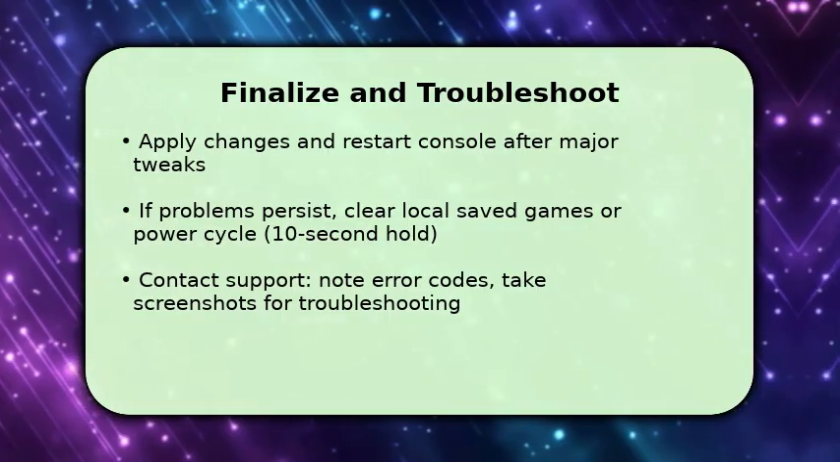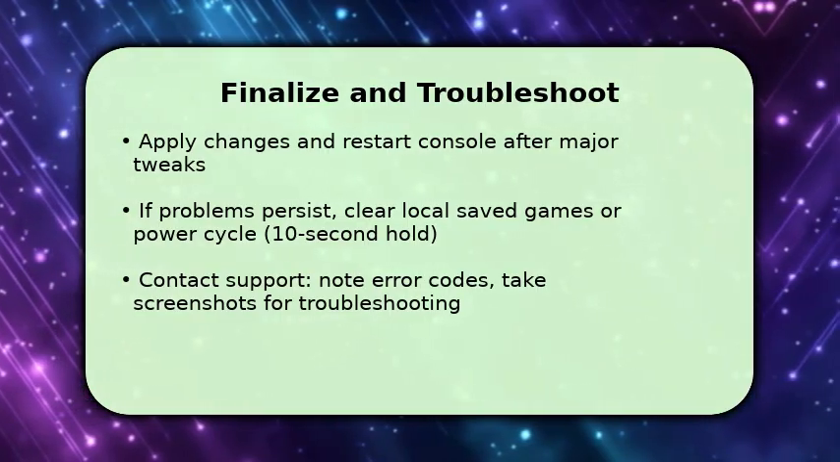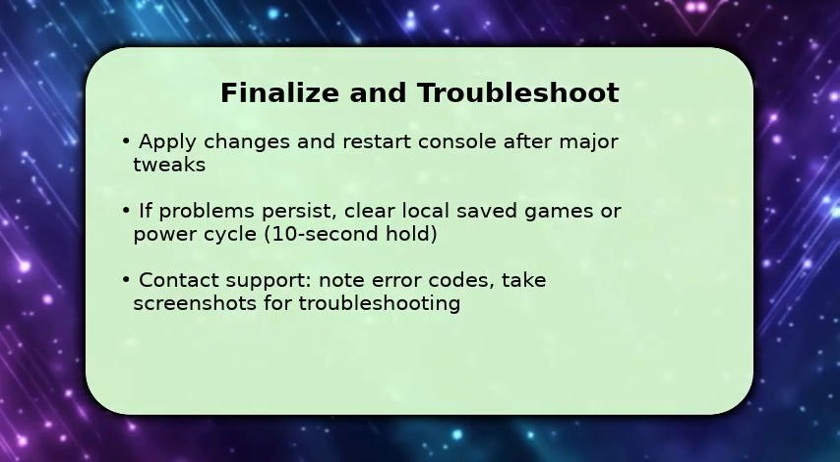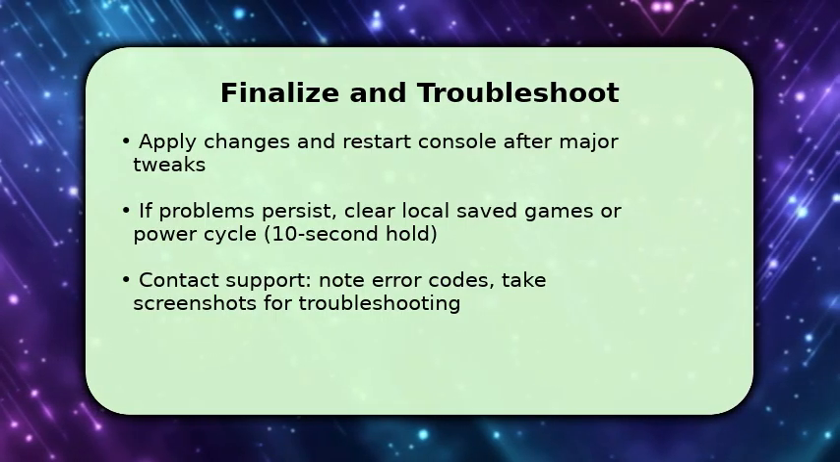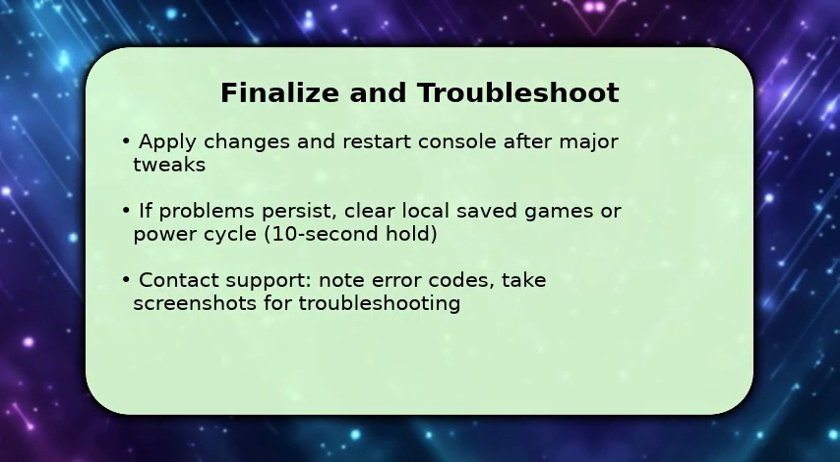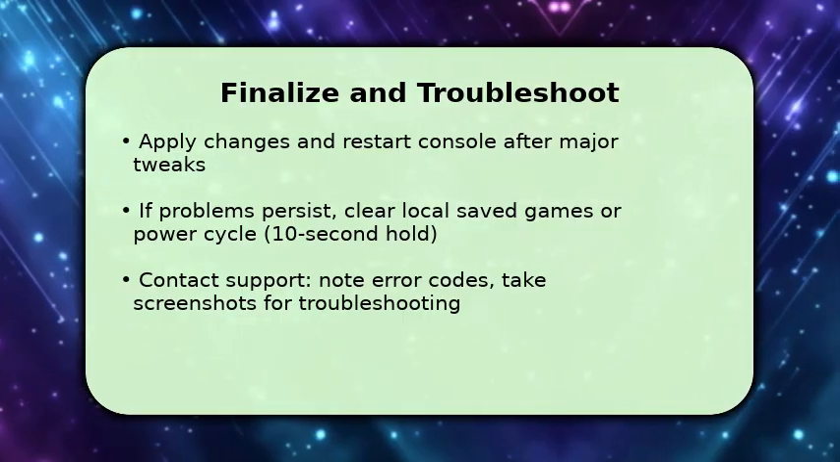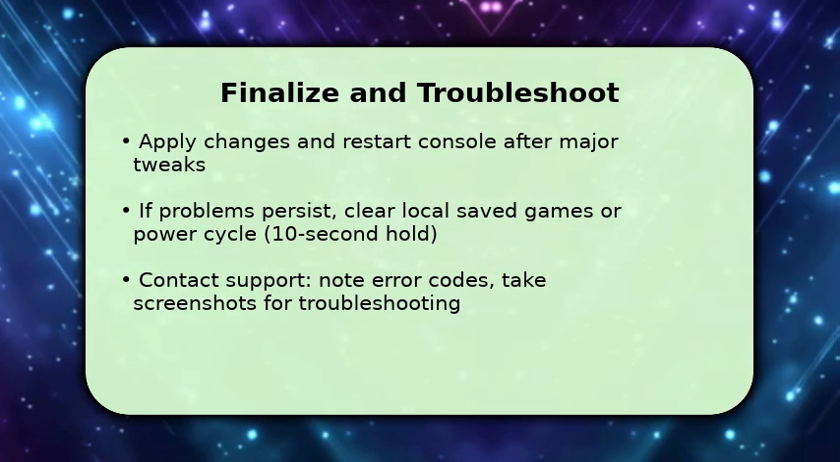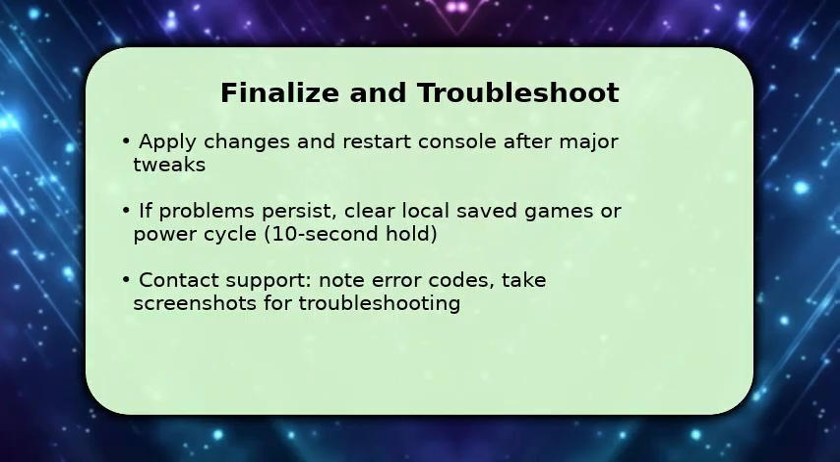If something still behaves oddly, try a full power cycle by holding the Xbox button for 10 seconds, then unplug for 30 seconds. Clear local saved games only if syncing fails. If problems persist, note any error codes and take screenshots, because that speeds support interactions. Finally, make sure you keep a backup of important saves before deep resets to avoid data loss.